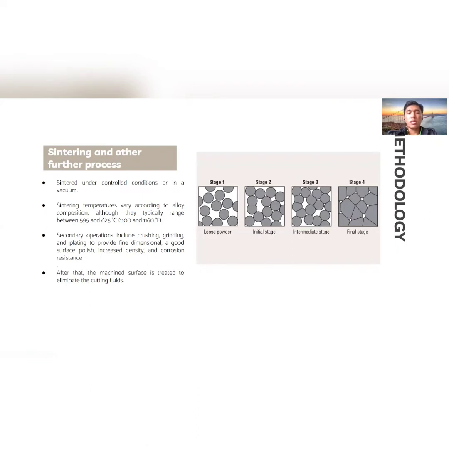Secondary operation includes crushing, grinding, and plating to provide fine dimensions, a good surface polish, increased density, and corrosion resistance. Machining procedures are selected to generate specified shapes and sizes, in which case very sharp tooling with slight rake is used, and EDM and laser cutting are also used to achieve a precise shape and size.